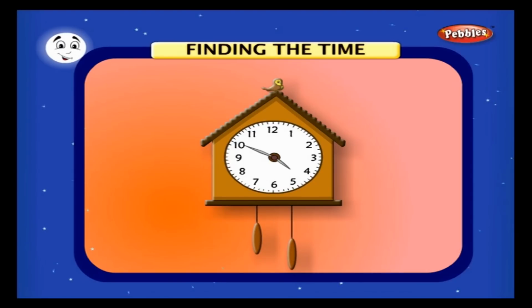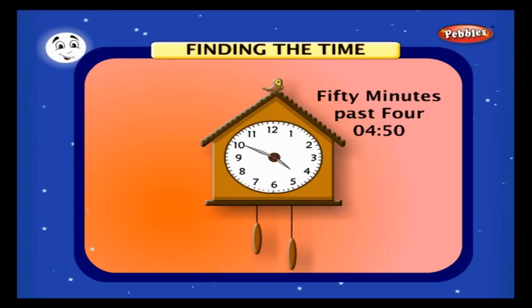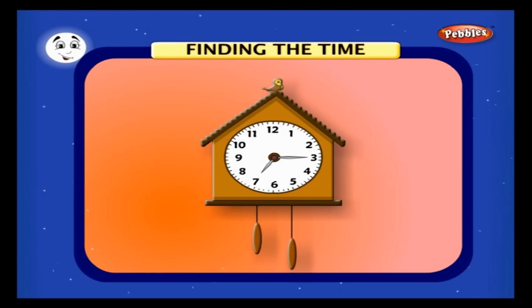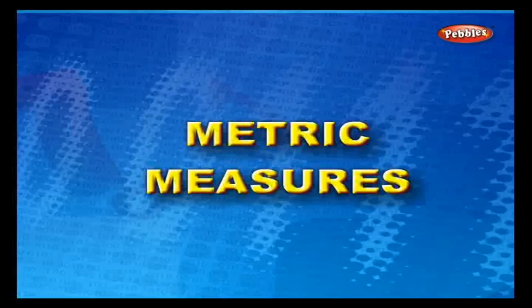In this clock, the minute hand is at 10. It means 10 into 5 is equal to 50 minutes. And the hour hand is between 4 and 5. So the time is 50 minutes past 4. In this clock, the minute hand is at 3. It means 3 into 5 is equal to 15 minutes and the hour hand is at 7. We call it 7:15.